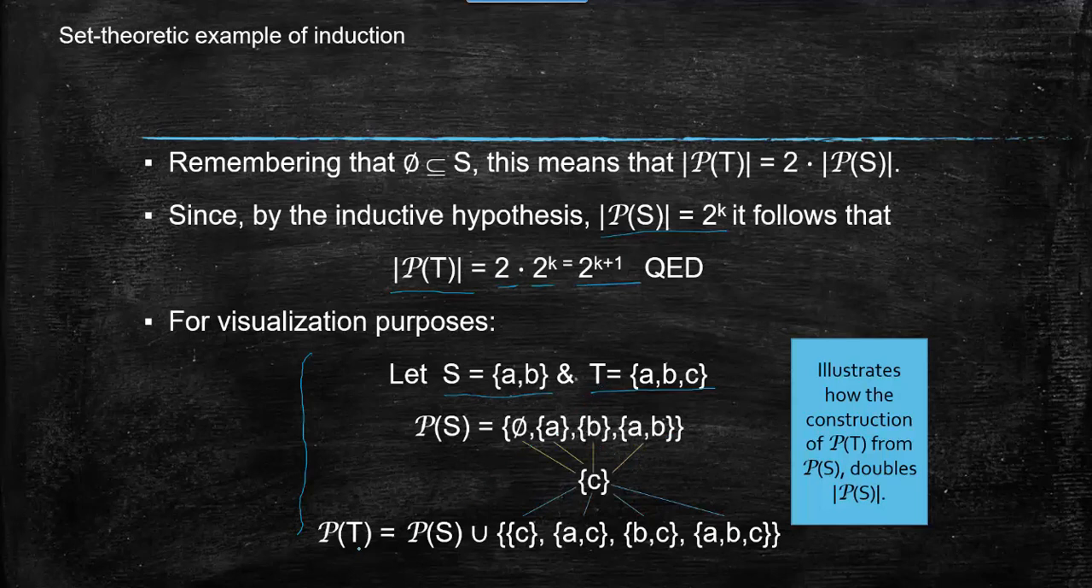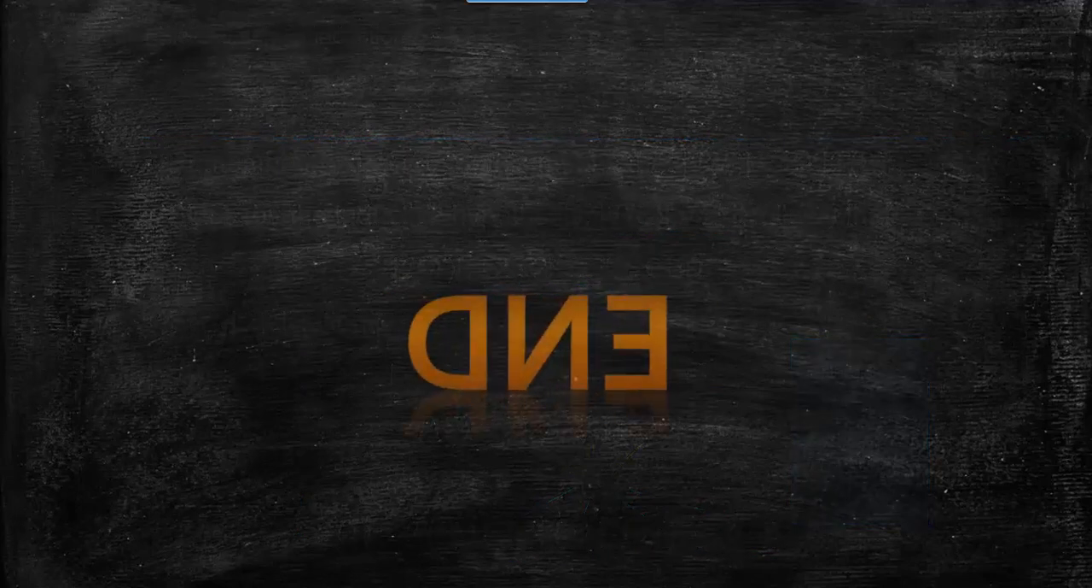And then when we finish off creating the power set of T, that will simply be a matter of creating a union of the null set with the set that contains C, the set that contains A with the set that contains C, the set that contains B with the set that contains C, the set that contains A, B with the set that contains C. That doubles the number in the power set of S, right? So we have 2 times 2 to the k equals 2 to the k plus 1. And that's it for our lecture on induction.